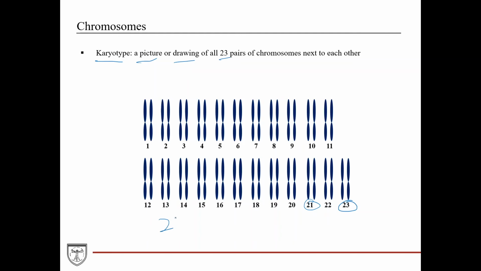And remember, you get 23 from mom, and you get 23 from dad, and that together gives you 46. So for each of these, one came from dad, one came from mom, and that's true throughout all of this. And so that's how you end up with 23 pairs to give you 46 total.